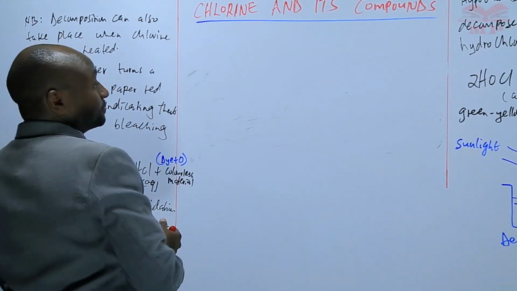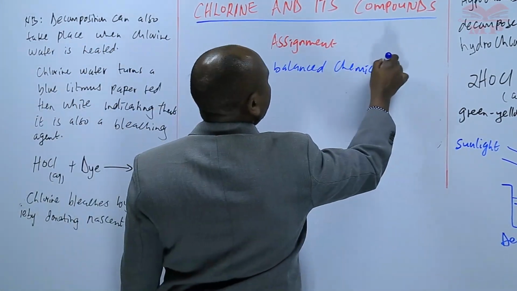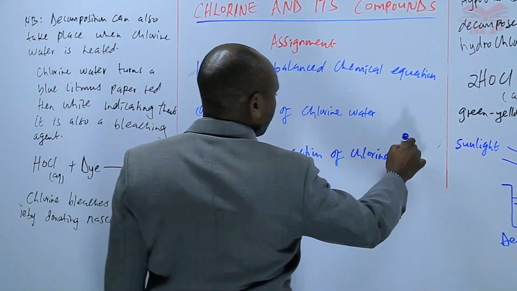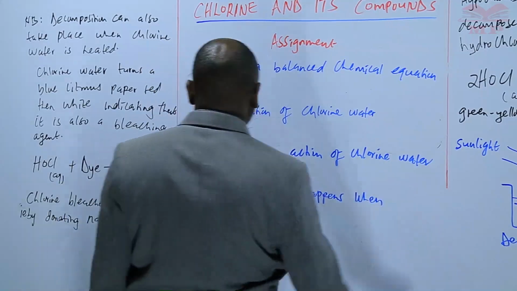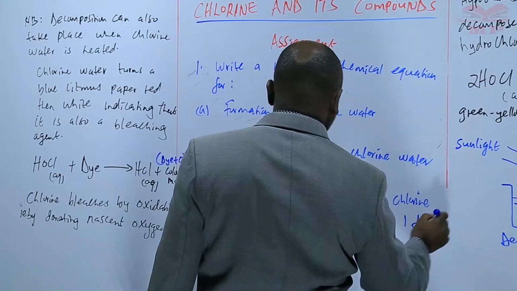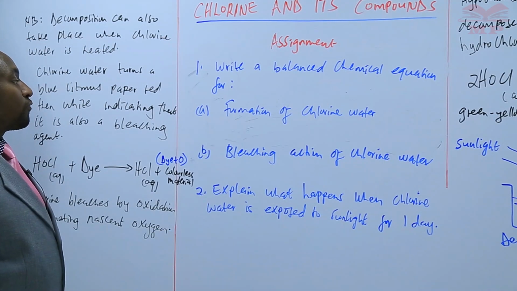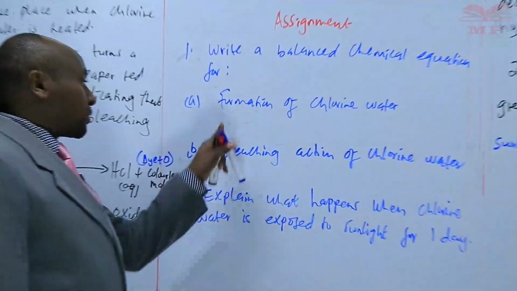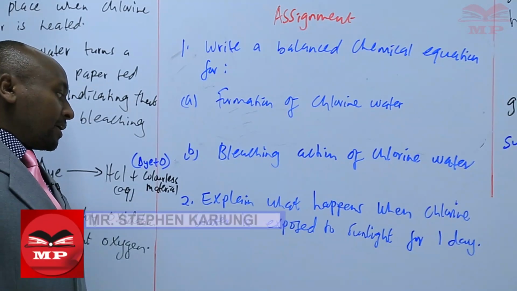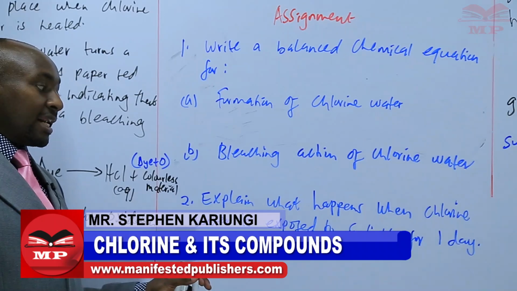An assignment. So the first question, write a balanced chemical equation for A, formation of chlorine water, and then B, bleaching action of chlorine water. Question number 2, explain what happens when chlorine water is exposed to sunlight for 1 day.